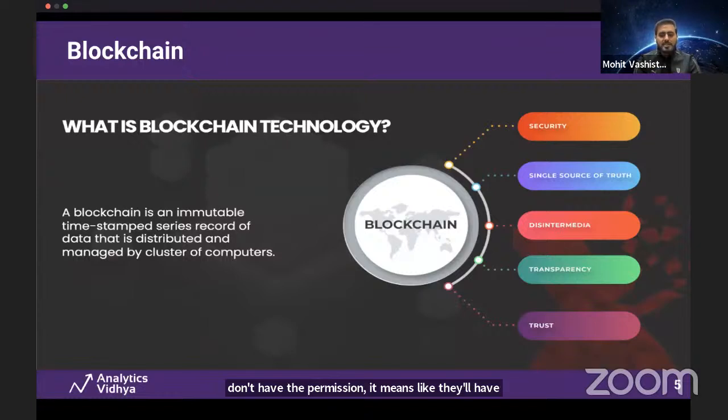Okay, so now the trust comes with the consensus mechanism. Consensus is nothing but an agreement. So let's say whenever a particular transaction is placed, for example, I am doing a transaction to someone else. Everybody can join the network in the public ecosystem, in the public blockchain ecosystem.